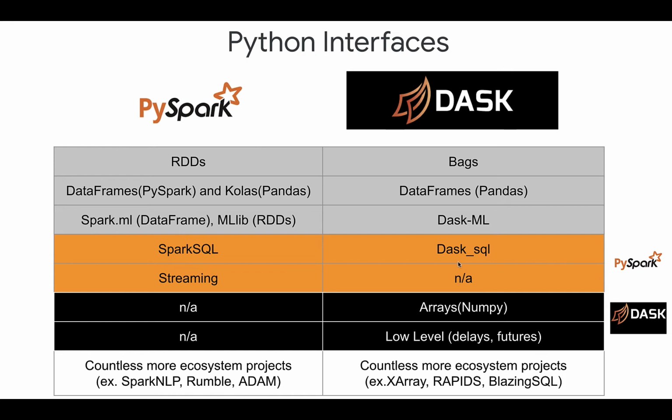And then there's just countless more ecosystem projects. In PySpark, again, they have a lot more business applications like Spark NLP or Atom for working with genomics data. On the Dask side, a lot more focus on GPU-based applications because Dask scales so well across a cluster of GPUs. So you'll find frameworks like Rapids from NVIDIA or Blazing SQL, a SQL engine that's built for GPUs. All right, so with that, let's jump in and take a look at some of these interfaces in action.